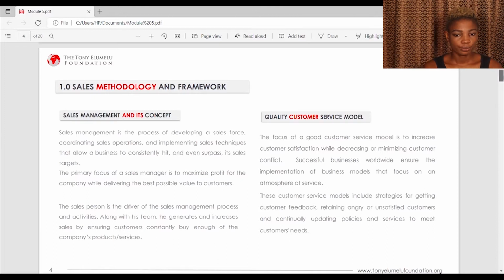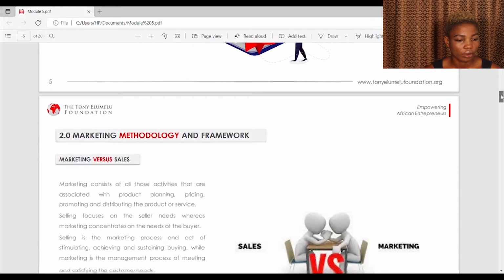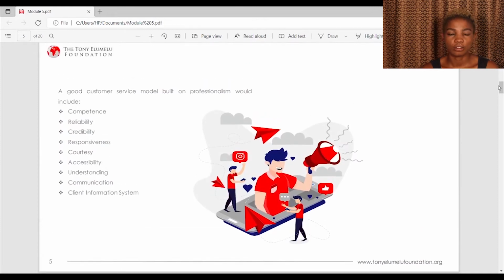So let's go. A good customer service model built on professionalism will include competence, reliability, credibility, responsiveness, courtesy, accessibility, understanding, communication, client information system. Okay, I think this is well explained.